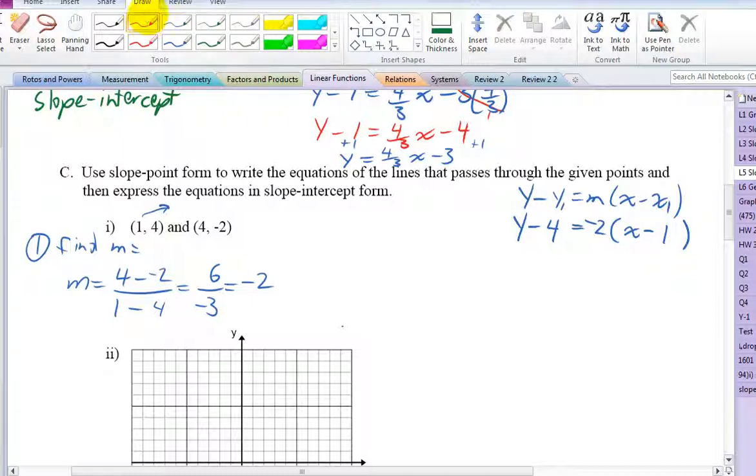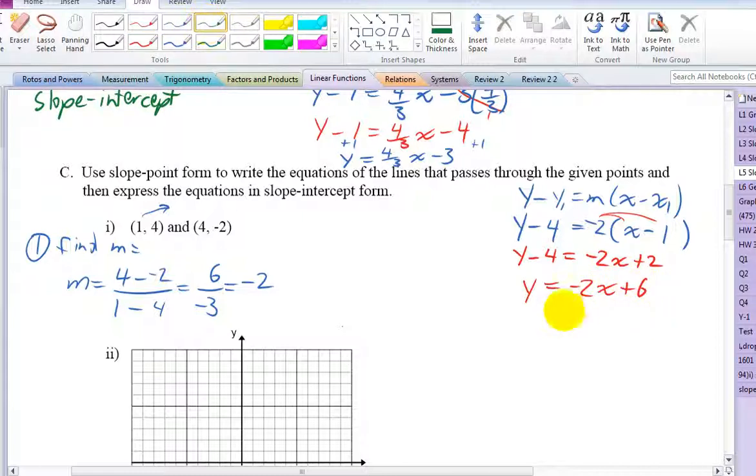What's the first step, Pravi? Take the negative 2 and multiply in. Okay. So y minus 4 equals negative 2x plus 2. And this one's super easy. How do you get rid of the minus 4 on the left? Plus 4. So y equals negative 2x plus 6.